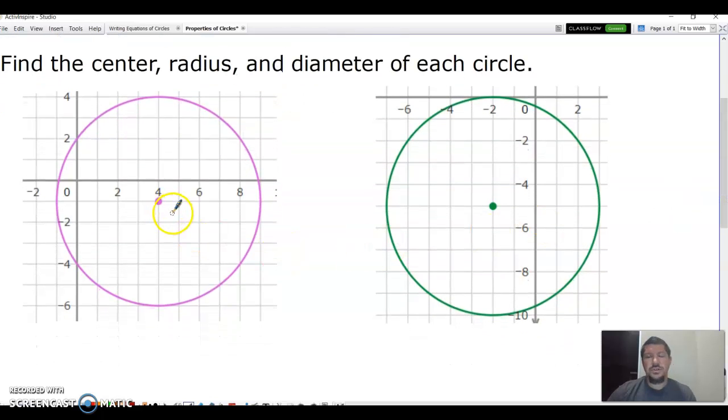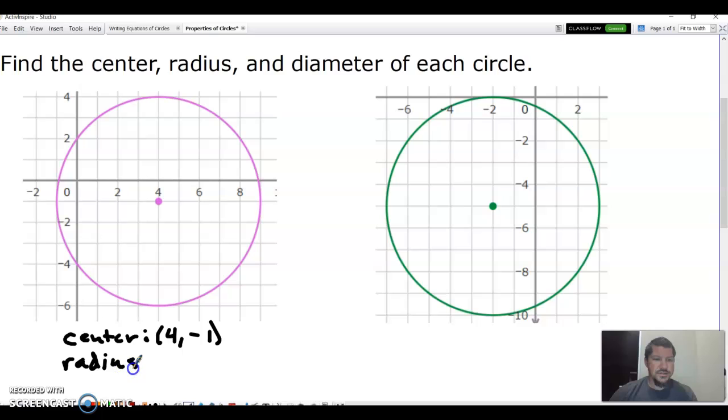So IXL will start with circles like what you have here. Find the center, radius, and diameter. Pretty easy. This center is at (4, -1). So center (4, -1).